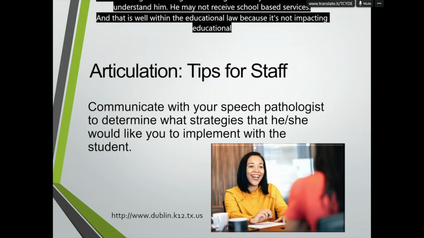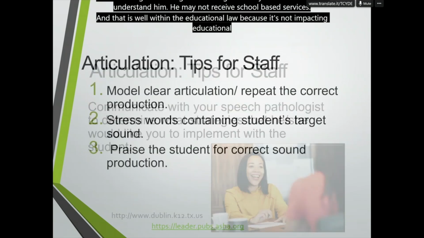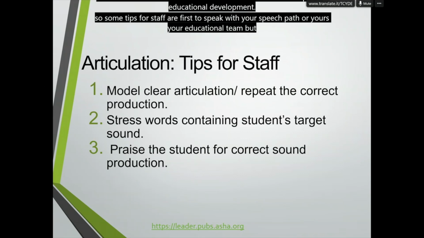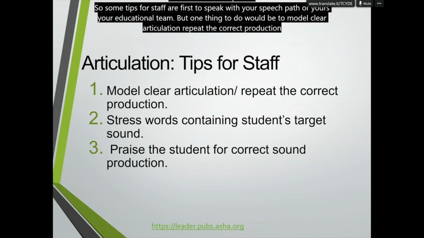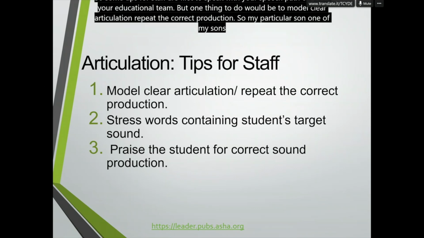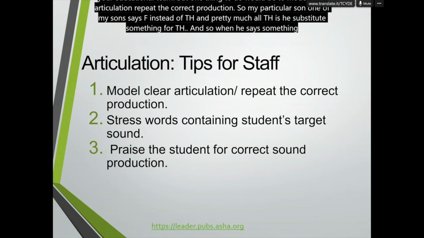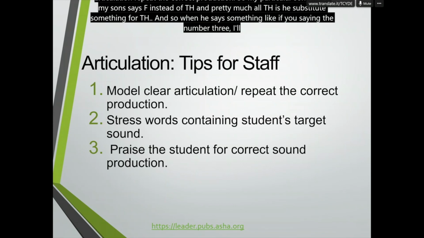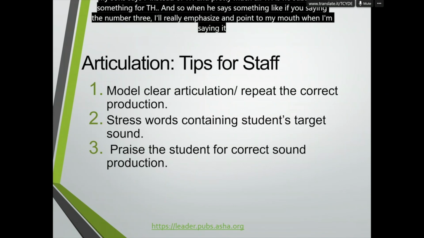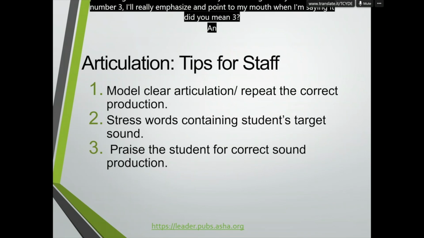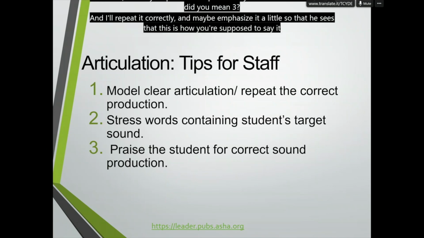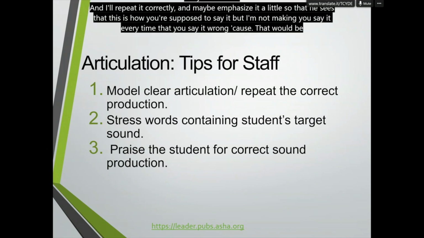So some tips for staff are first to speak with your speech path or your educational team. But one thing to do would be to model clear articulation and repeat the correct production. One of my sons says F instead of TH, and pretty much all THs he substitutes something for. So when he says something, like if he's saying the number 3, I'll really emphasize and point to my mouth when I'm saying it. Oh, did you mean 3? And I'll repeat it correctly and maybe emphasize it a little so that he sees, yeah, this is how you're supposed to say it, but I'm not making you say it every time that you say it wrong, because that would be a long, long day.